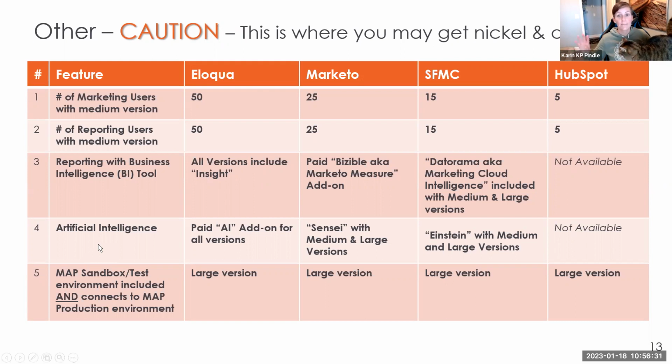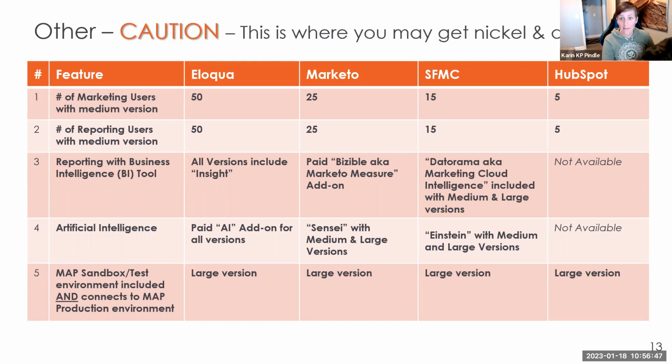AI in general. So Eloqua, it's a paid AI add-on. It comes with like 4 feature sets of AI functionality. Marketo, they call it Sensei. It comes with their medium and large versions if you get those. Salesforce Marketing Cloud, Einstein, comes with their medium and large versions.